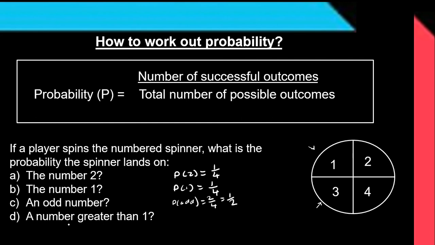And then the last one, a number greater than 1. Well, we have 2, 3, and 4. So the probability of having a number that is greater than 1 is going to be 3 possible numbers out of 4, which is 0.75 or 75%. It's very likely to happen. So that is how you work out probability. It's the number of successful outcomes over the total number of possible outcomes. Seems pretty easy, but what happens if we have 2 events?